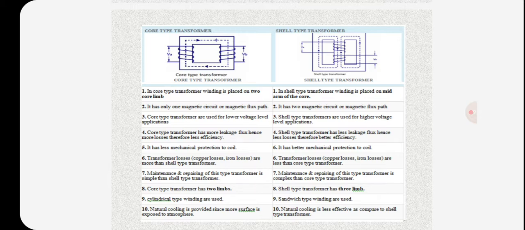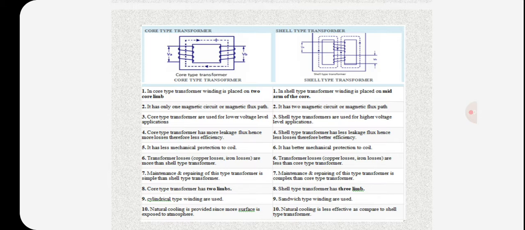In core type, it is used for high voltage, high power levels. In shell type it is used for low voltage, low power levels. In core type, the average length of core is more. In shell type, the average length of core is less.